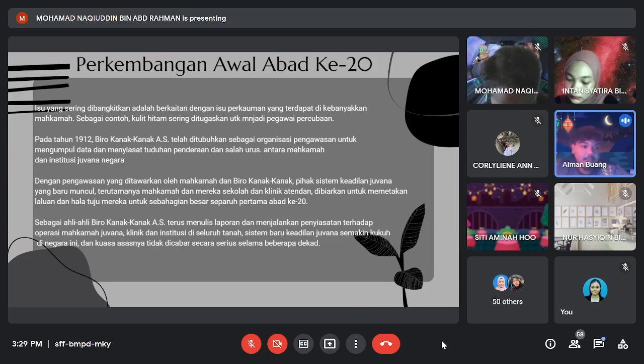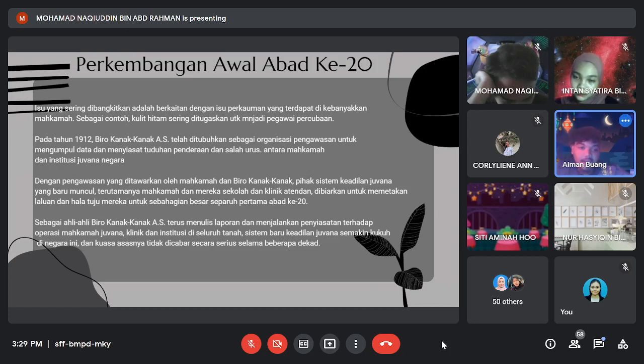Dan sebagai ahli-ahli biro kanak-kanak Amerika Syarikat telah menulis laporan dan menjalankan penyiasatan terhadap operasi mahkamah Juvenile, klinik dan institusi di seluruh tanah air mereka pada ketika itu, dan sistem baru keadilan Juvenile semakin kukuh di negara ini dan kuasa asasnya tidak dicabar secara serius selama beberapa dekad.